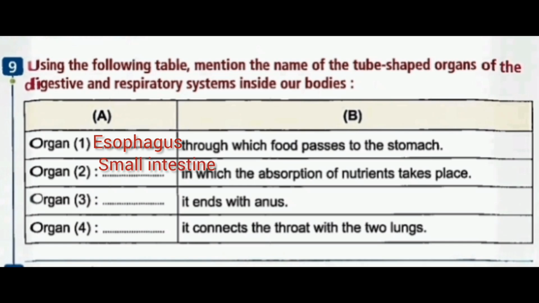Number 3. It ends with the anus. We are talking about the large intestine. Organ number 4, the last one, connects the throat with the two lungs. We are talking about the trachea.